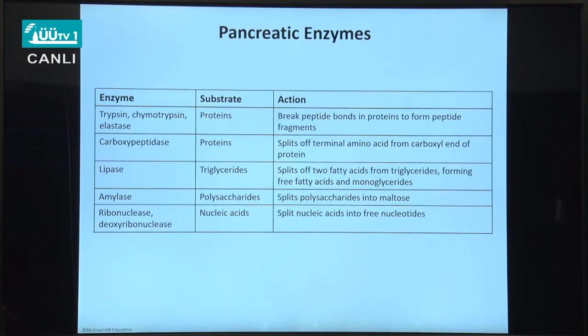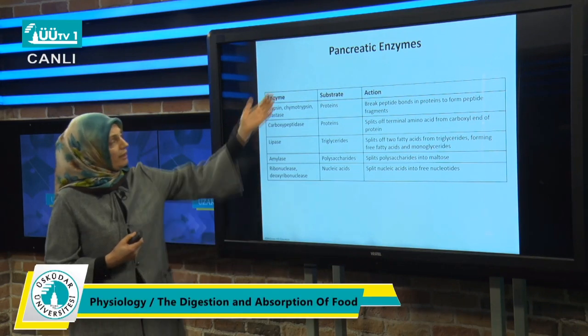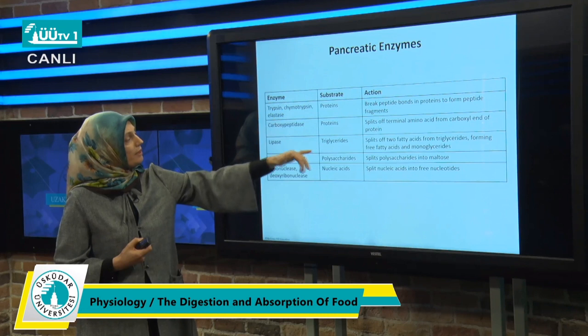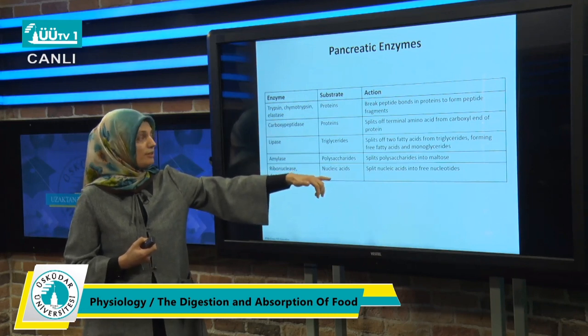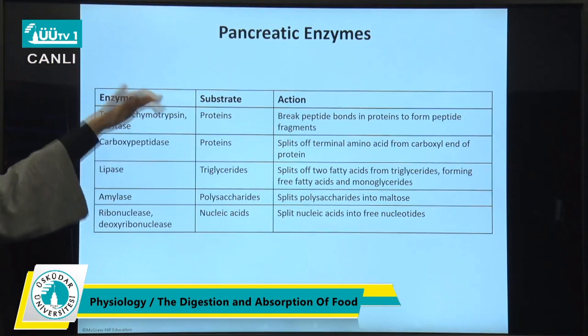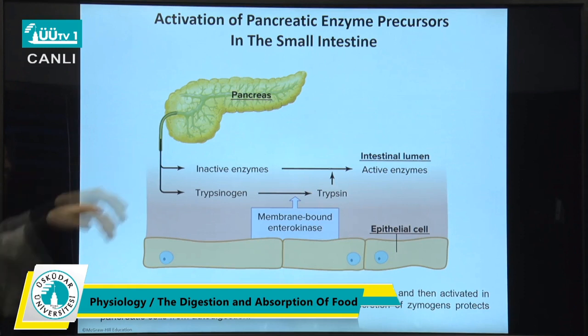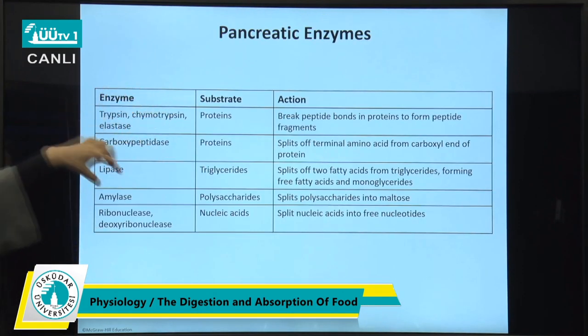Okay, the enzymes secreted this way digest the proteins, the fats, polysaccharides, and the nucleic acids. The enzymes which digest the proteins are trypsin, chymotrypsin, and carboxypeptidase. These enzymes are secreted in their inactive forms. They are activated in the small intestine for digestion of these macromolecules.